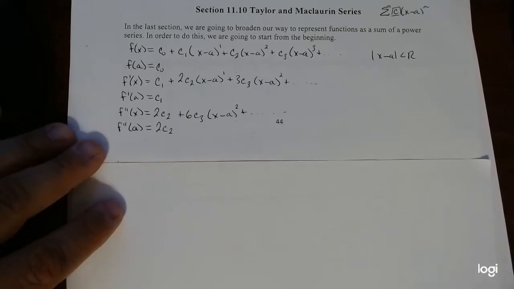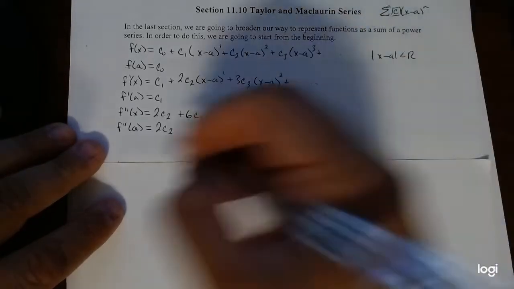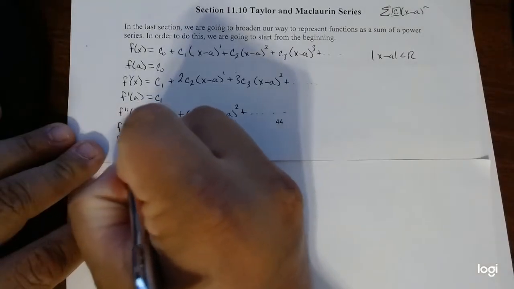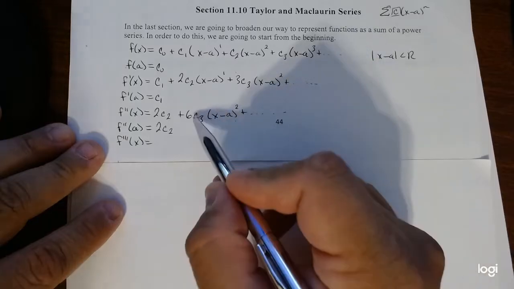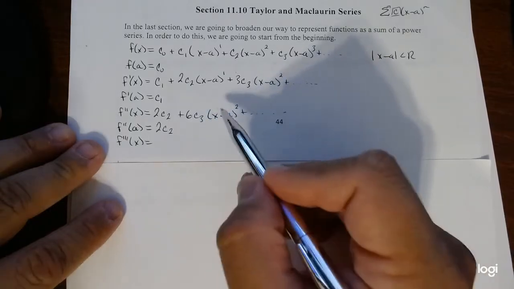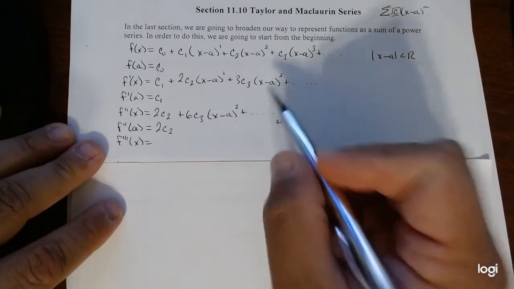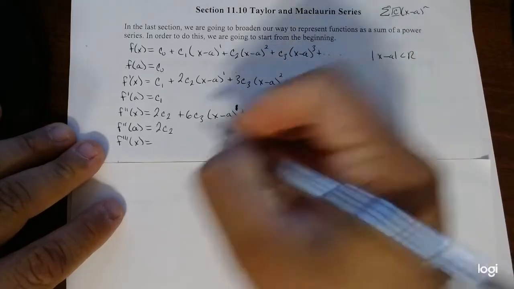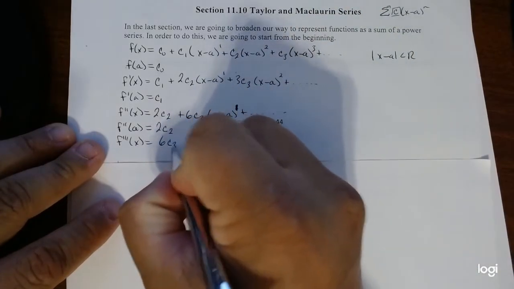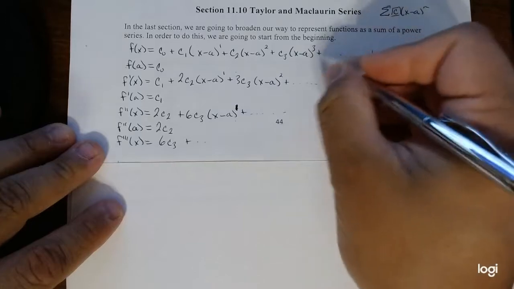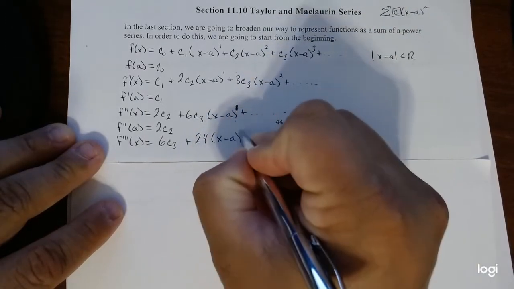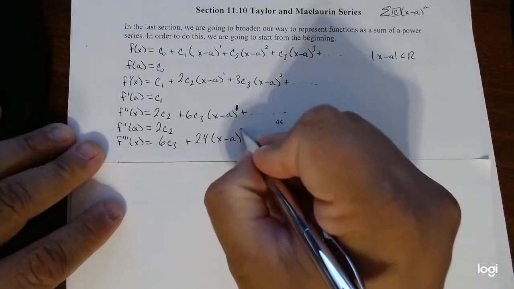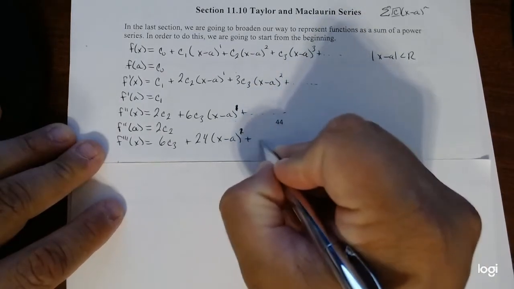And again, if I take the third derivative, we'll just do one more for instance. So here cancels, and this now becomes, oh, this is supposed to be 1. No wonder it's confusing. This now becomes 6c3 plus everything else. So I'll just do one more. It's going to be 24 x minus a to the first power, sorry, plus everything else.